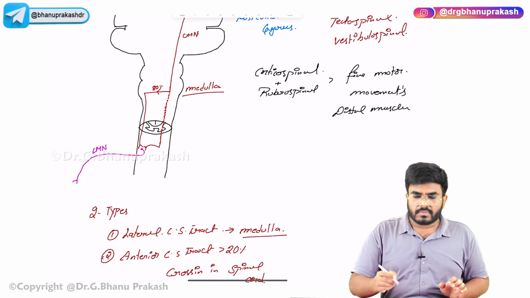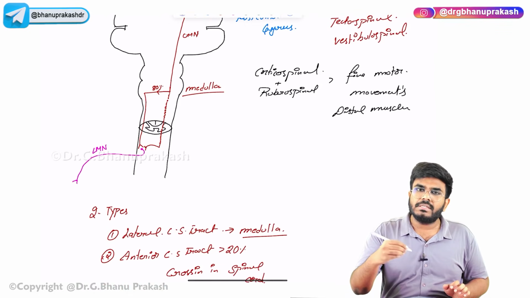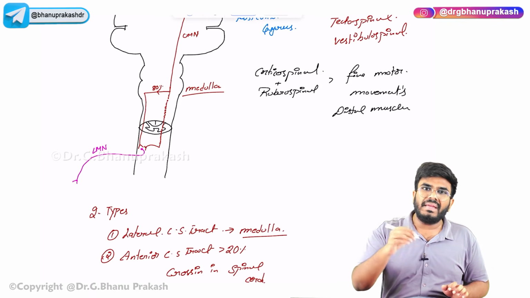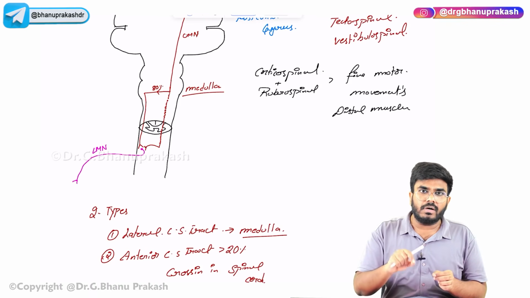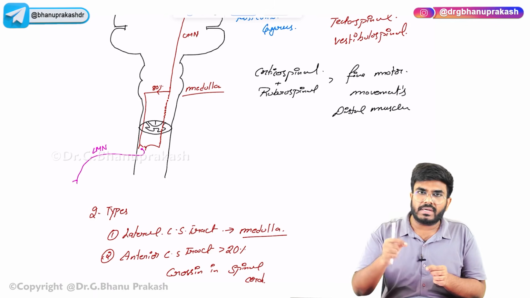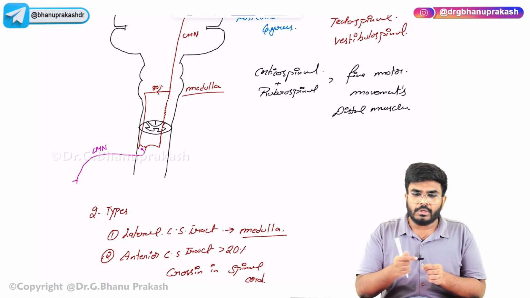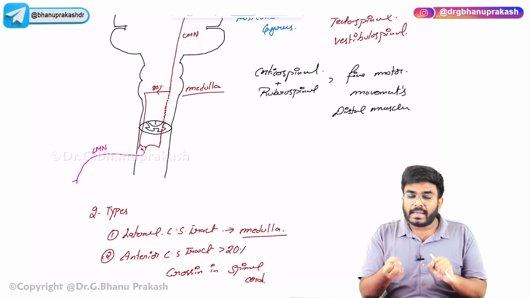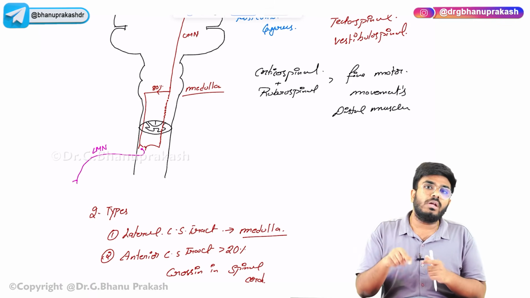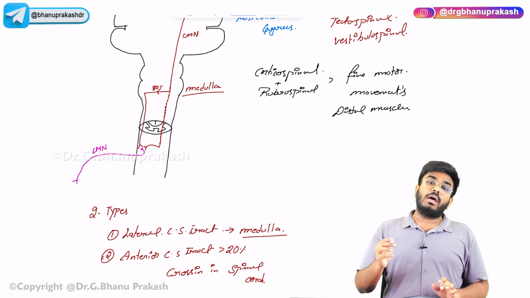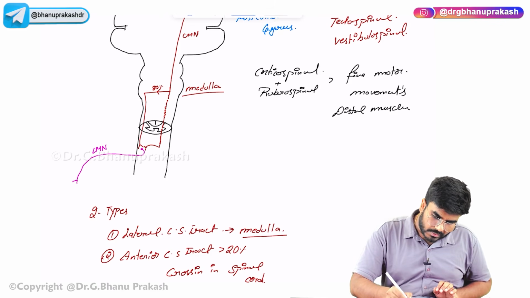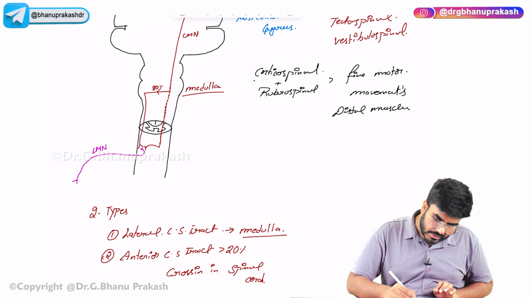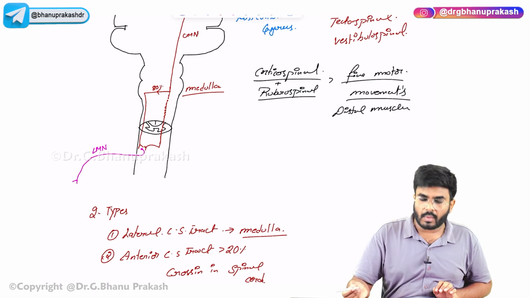For example, writing, painting, needlework. They are very fine movements. For these fine movements, you require muscle contraction or not? Yes, you require muscle contraction. So these fine movements are controlled by which neurons? Corticospinal tracts and rubrospinal tract. So that's important: corticospinal along with the rubrospinal is controlling the fine motor movements.